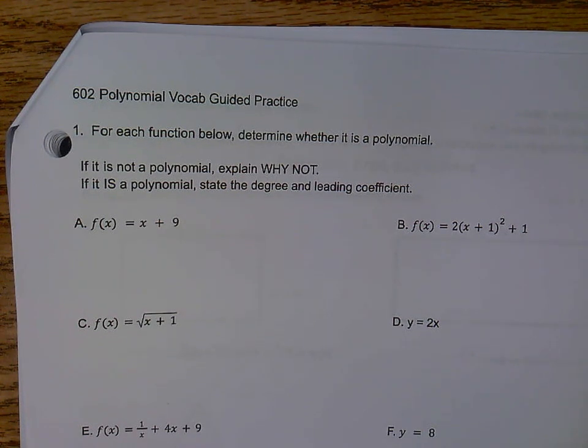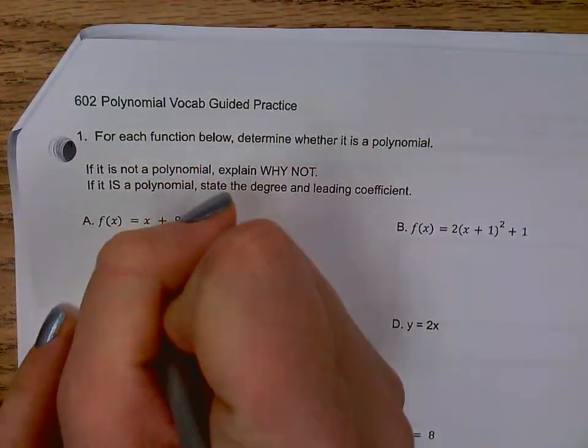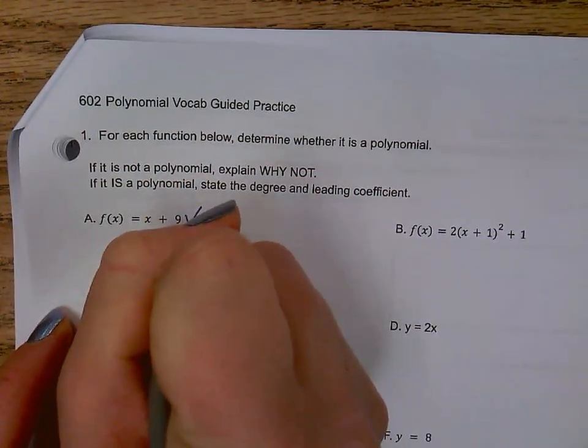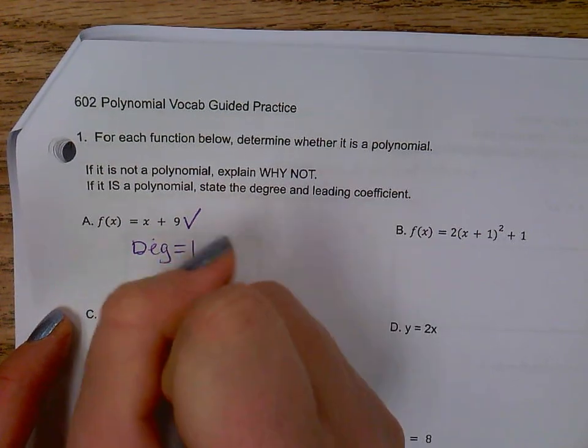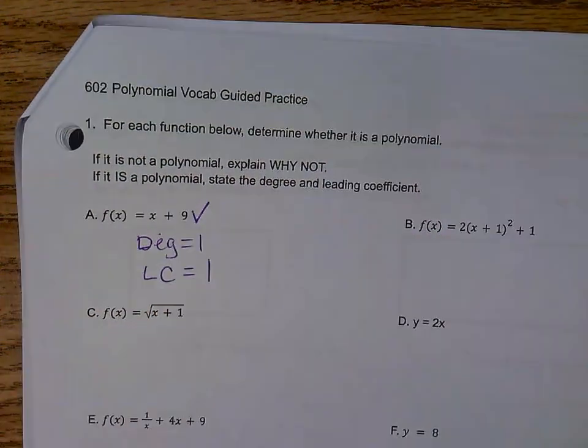All right, let me put up the answers to the front page so you can kind of skim down and check. Oh, I wrote it on here, but let's see. So this is a yes. The degree is 1. The leading coefficient is 1. Erase it.